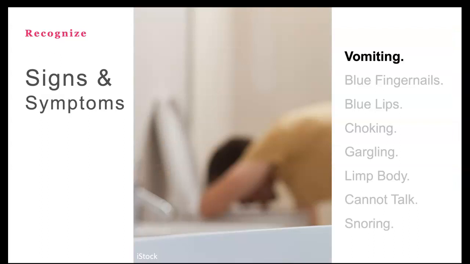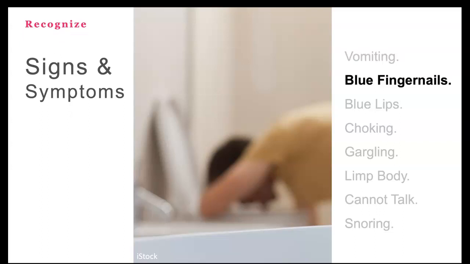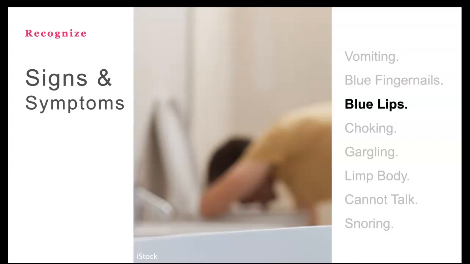Some other signs and symptoms of an opioid overdose include vomiting, blue fingernails, blue lips, choking, making gargling noises, a limp body. They can't talk, and snoring.